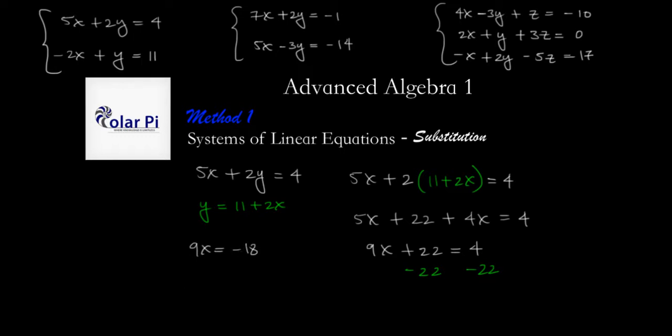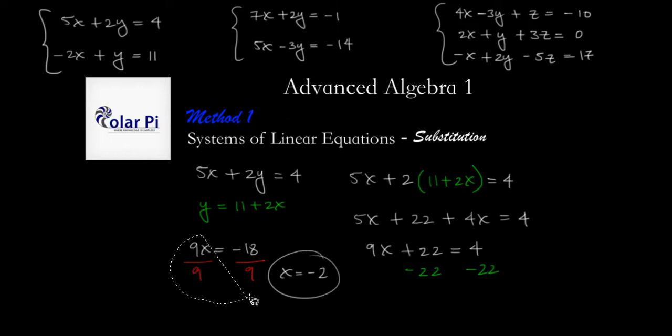Okay, and now we can divide by 9 on both sides. And doing so, we can write that x equals negative 2, right? 18 divided by 9 is 2, and then we have the negative sign, so x equals negative 2. Cool, so that's how we solve for x.